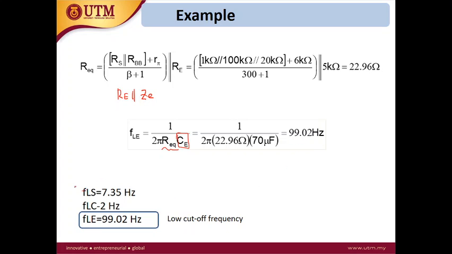So now we have three low cutoff frequency values. The first, the input, is 7.35 Hz, the output coupling is 2 Hz, and the bypass is 99.02 Hz. The one estimated as the actual low cutoff frequency is the one with the highest value, which is FLE. So the low cutoff frequency is 99.02 Hz.